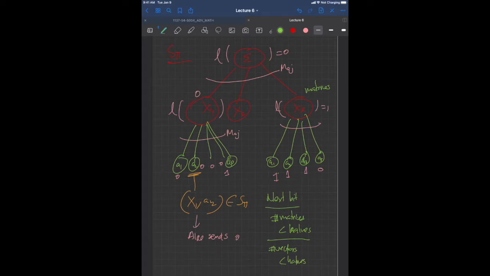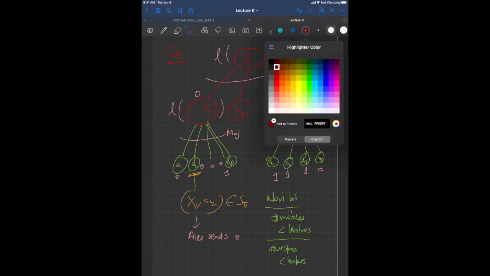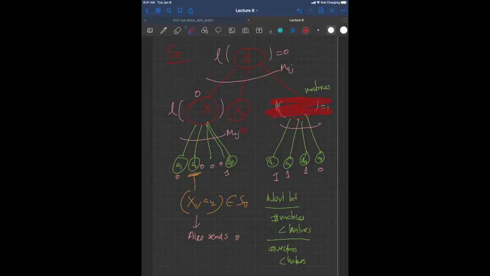Okay, so what are we going to do? The obvious strategy is the following. We look at the label of the root. Let's say it's 0. So we first delete all matrix vector pairs which are labeled 1. So for example, I delete all these matrices. So all of them are deleted.